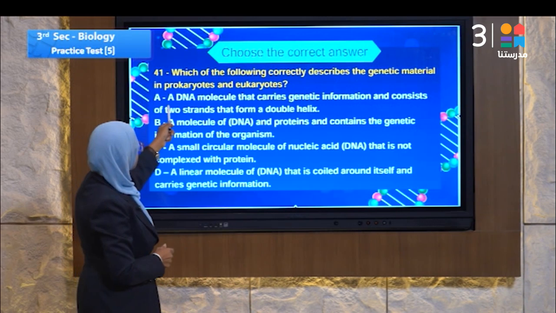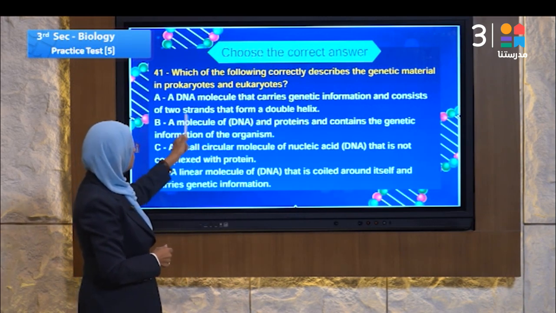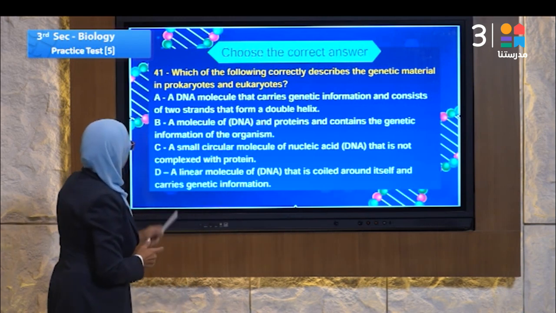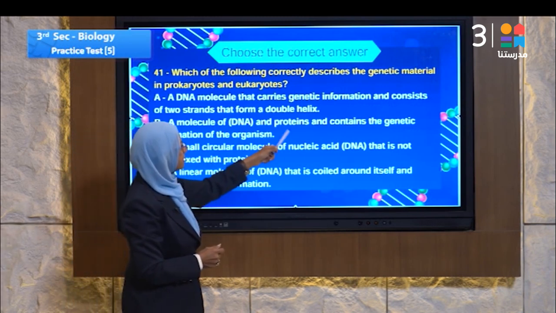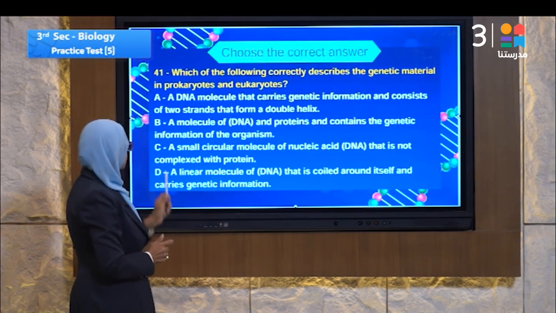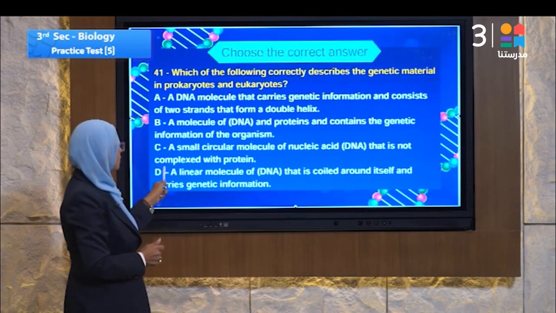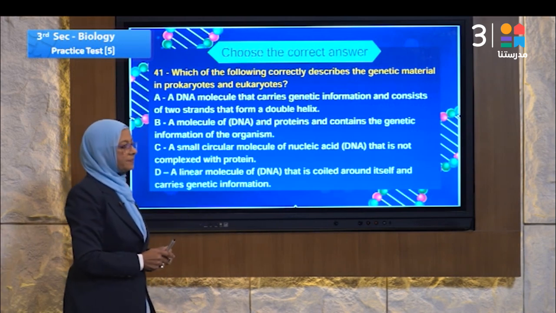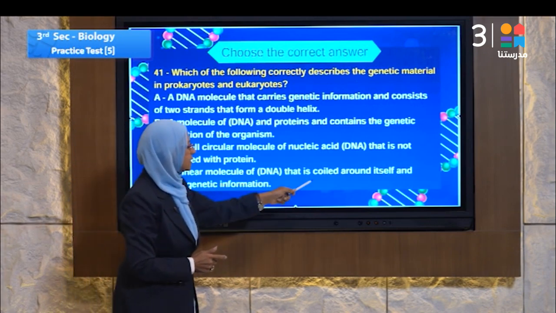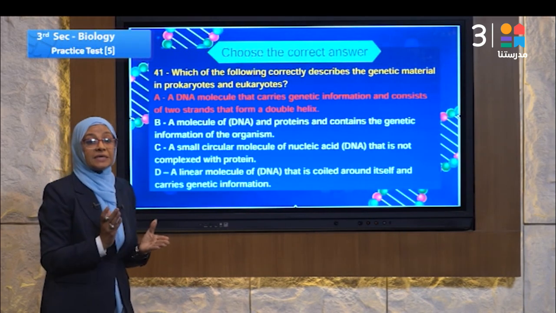Choice A, DNA molecule that carries genetic information and consists of two strands that form a double helix. Number B, molecule of DNA and protein that contains the genetic information of the organism. C, a small circular molecule of nucleic acid DNA that is not complexed with a protein. Number D, linear molecule of DNA that is coiled around itself and carries genetic information. The answer must be A.